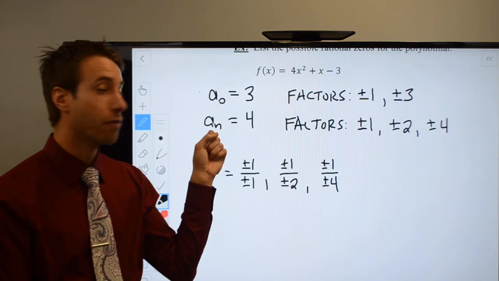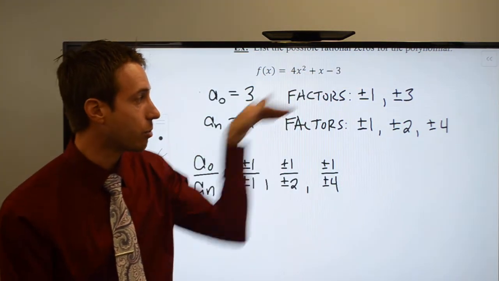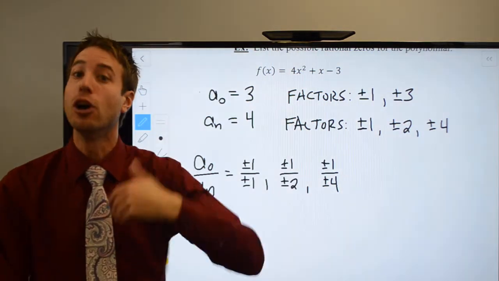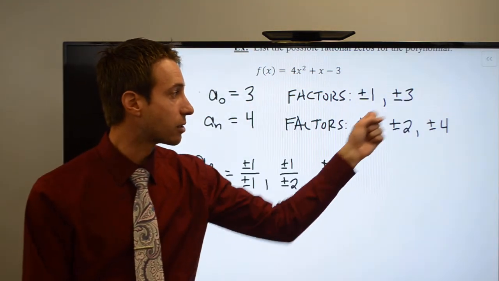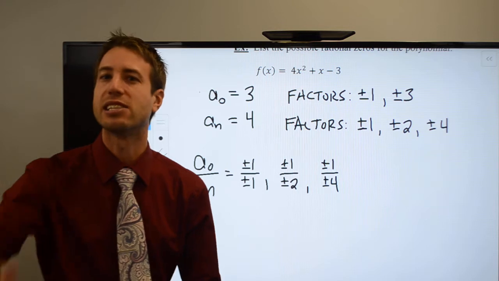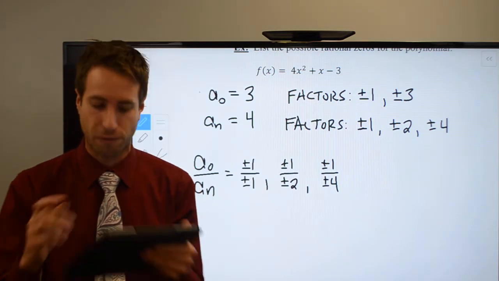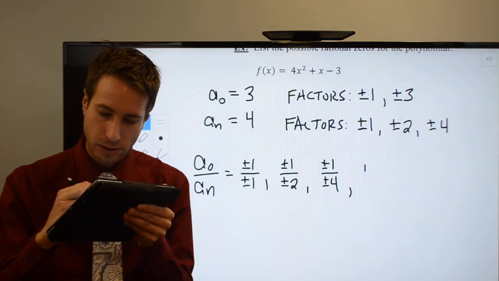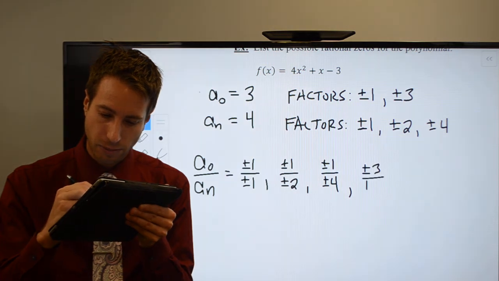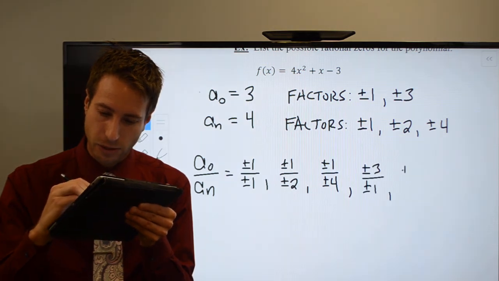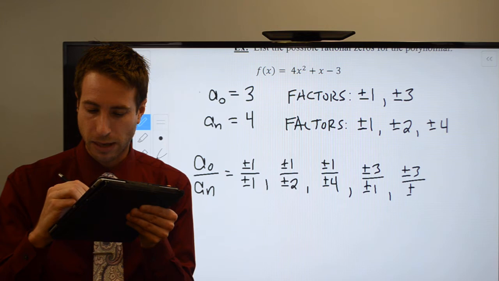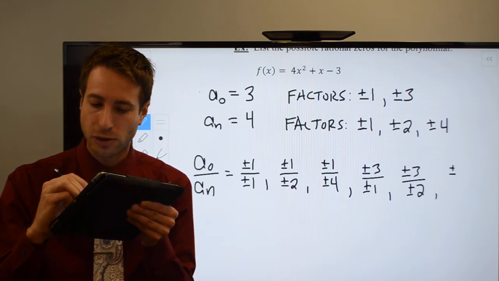A naught over an. These guys always go in the numerator. These guys will always go in the denominator. We do the next one. Plus or minus 3 over plus or minus 1, right? Just systematically work your way through so that you don't forget any. Plus or minus 3 over plus or minus 1. And then plus or minus 3 over plus or minus 2. And the last one, plus or minus 3 over plus or minus 4.